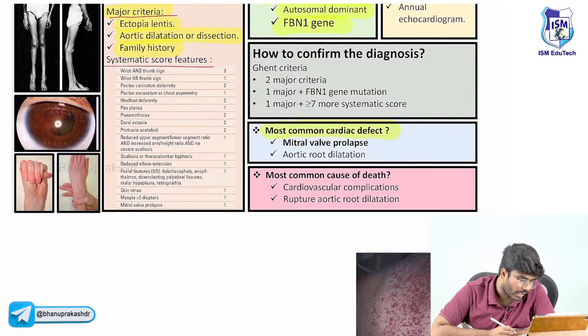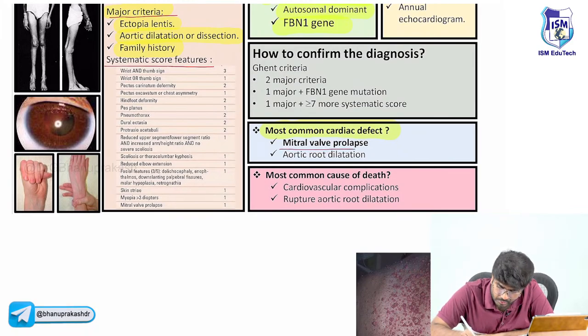Sir, what is the most common cardiac defect in this condition? The most common cardiac defect is mitral valve prolapse. Already, I have explained mitral valve prolapse. Okay, mitral valve prolapse, sir.